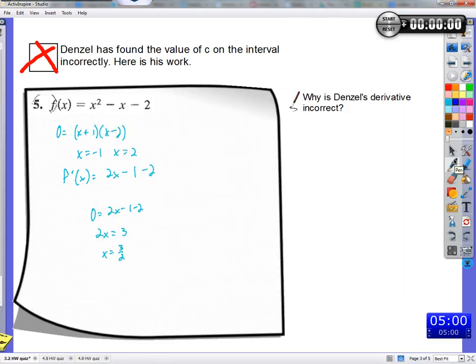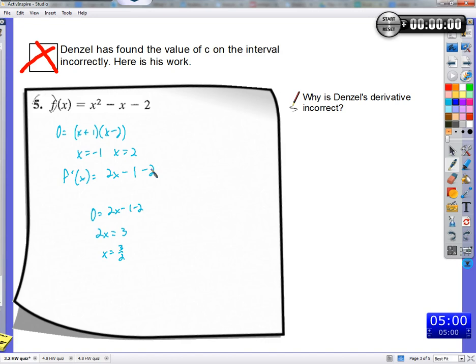Why is the derivative incorrect? Yes? When they did the f prime of x, they should have done 2x minus 1. That 2 should not have been there. What should the derivative of 2 be? Zero. So it doesn't need to be there.